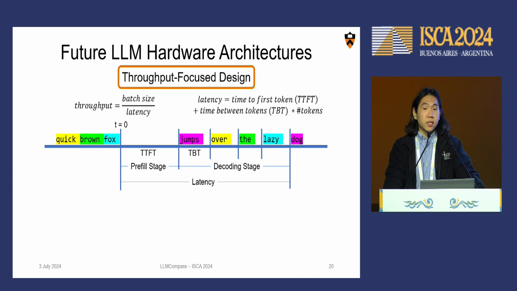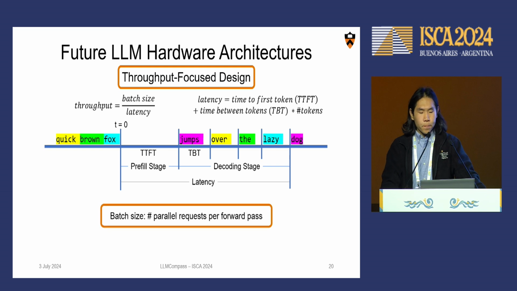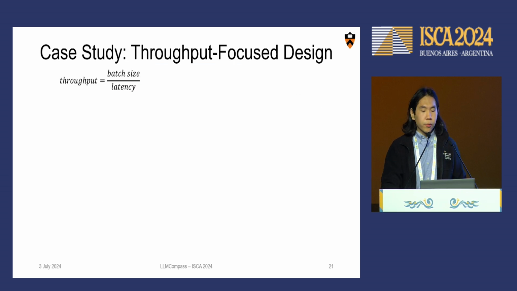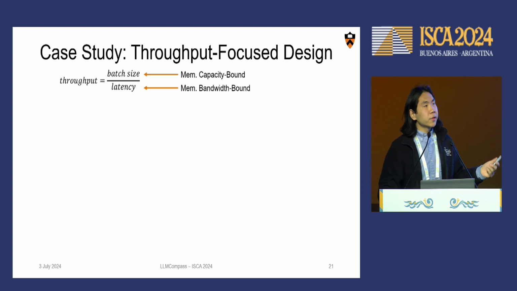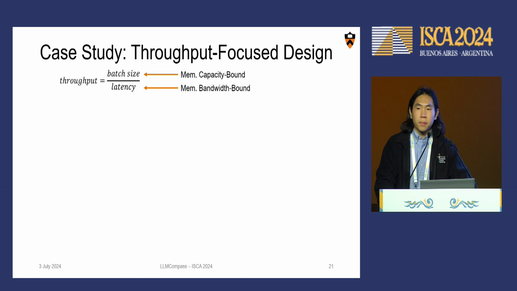The prefill stage is also known as the time to first token, which is a metric we'll calculate. And you can find the time of the decoding stage by calculating the time it takes to generate each output token, time between tokens, multiplied by the number of output tokens you have. Batch size is defined as the number of parallel requests you can perform in a single forward pass. So when optimizing for throughput, increasing batch size is memory capacity bound, and decreasing latency is memory bandwidth bound.